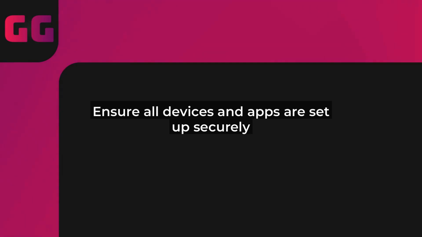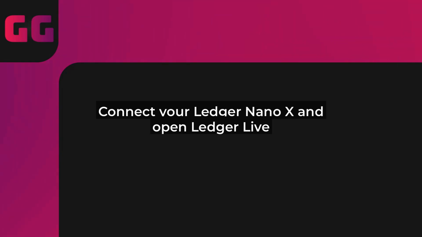First off, make sure you have everything ready. You'll need your Ledger Nano X hardware wallet, the Ledger Live app on your computer, the Binance app installed on your Ledger, and Trust Wallet set up on your mobile device. Always double-check that your devices are secure and your BNB balance is visible on your Ledger.